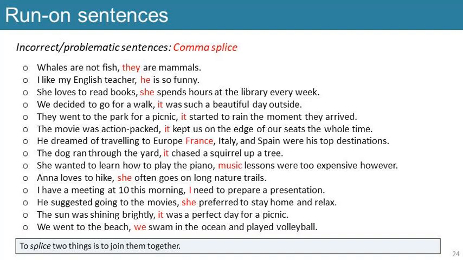A more common type of run-on sentence is one in which the independent clauses are joined by a comma. Here are the same sentences as before, with commas between the clauses. This particular type of run-on sentence is called a comma splice. Most English teachers would mark these sentences as incorrect.